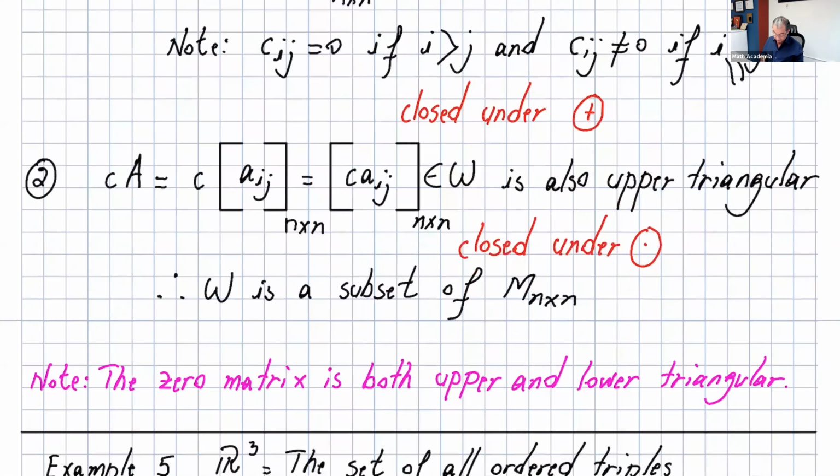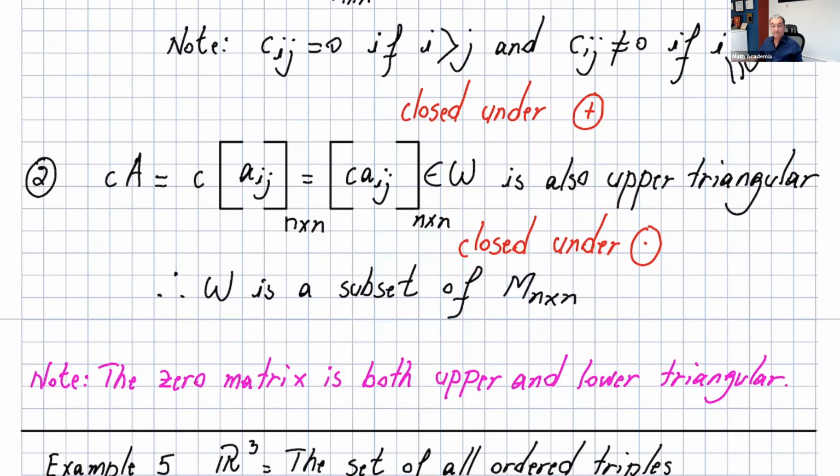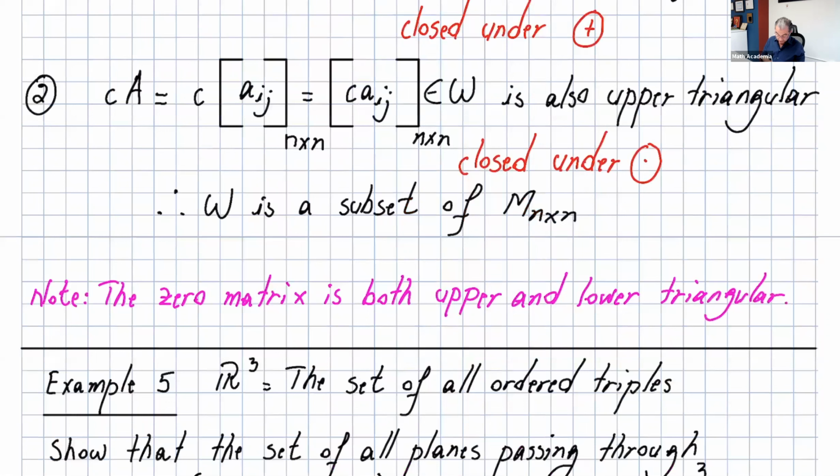So you can say W is a subset of all square matrices. All upper triangular matrices are a subset of all square matrices. I put a note for you here: the zero matrix is both upper triangular and lower triangular, and even diagonal. So you can say it contains the zero vector, and in this case that's a choice, but always remember, I always put that in my proofs.